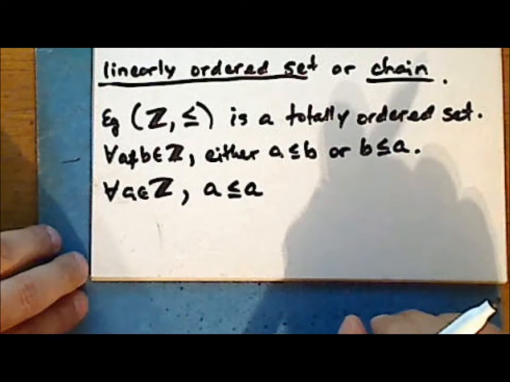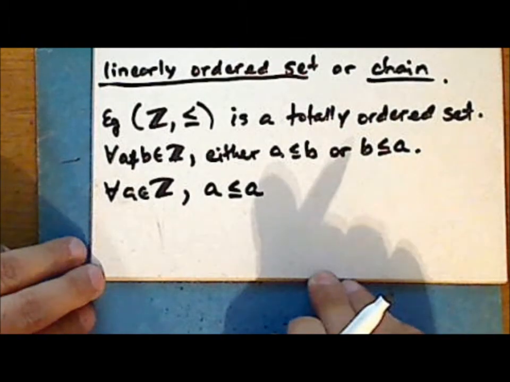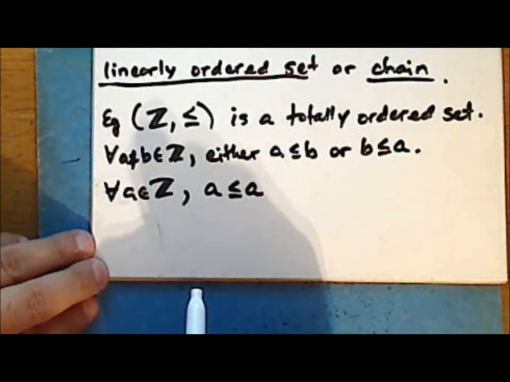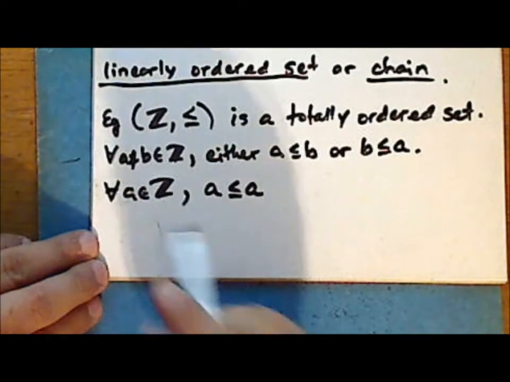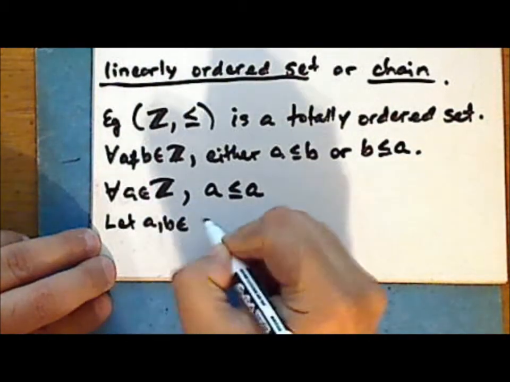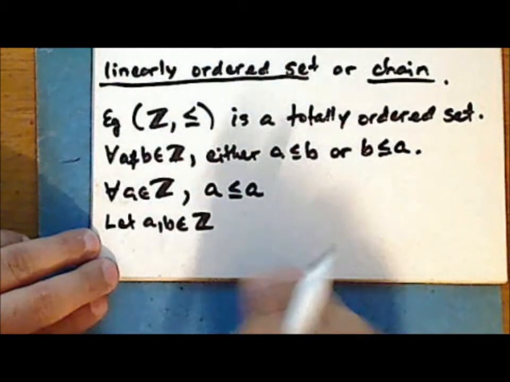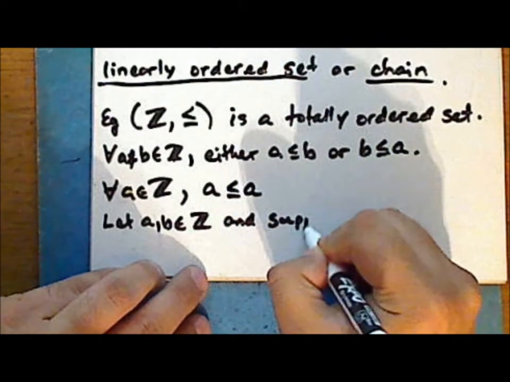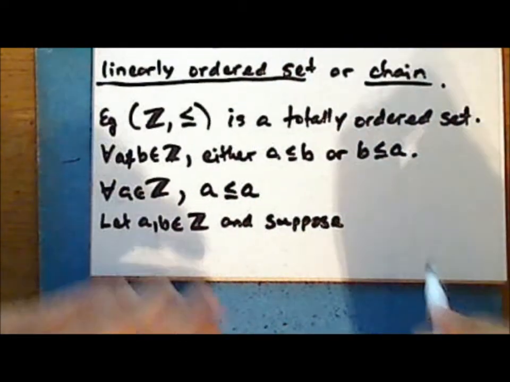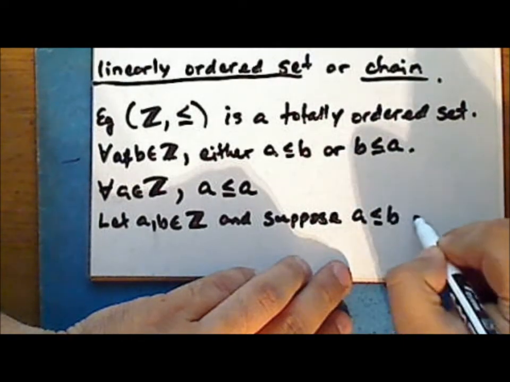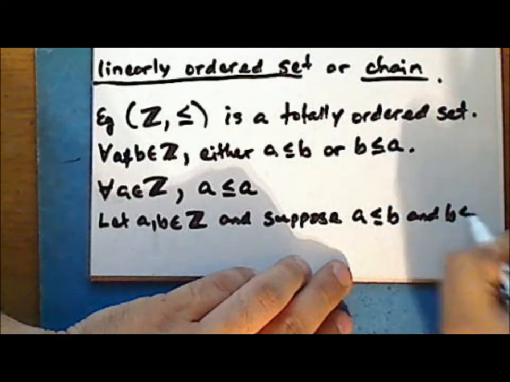Okay, so again, it is reflexive. So now we need to show that less than or equal to as a relation is antisymmetric. So let a and b be two elements in the set of integers, and suppose that it is true that both a is less than or equal to b and b is less than or equal to a.